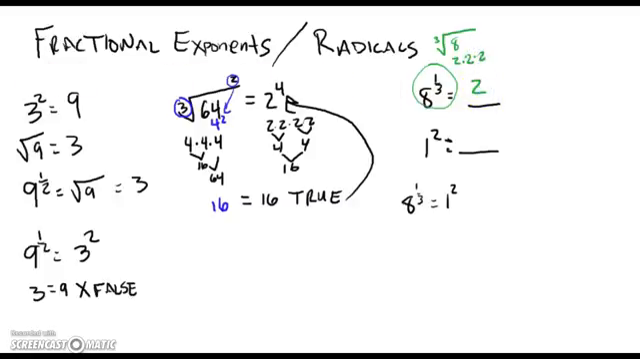Then 1 squared is the same thing as 1 times 1. That's 1 squared, which is 1. Don't be confused and think that 1 times 1 is 2. Sometimes students say that to me, but that's not true. So this is 1, and it is set equal to 8 to the 1/3 power, which is 2. Does 2 equal 1? It does not.